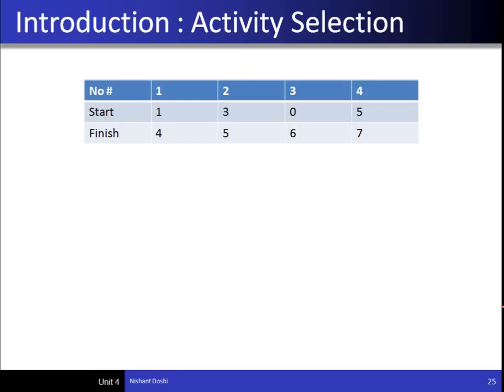So let's first look at what we mean by activity selection. In activity selection, you will be given a list of activities with a start and finish time. Obviously the finish time is equal to or greater than the start time. Now your task is that you have a single processor to finish these activities. So what is your goal? You have to schedule the maximum number of activities.